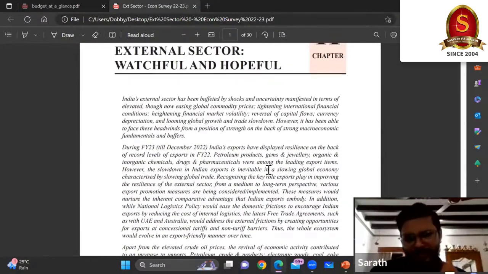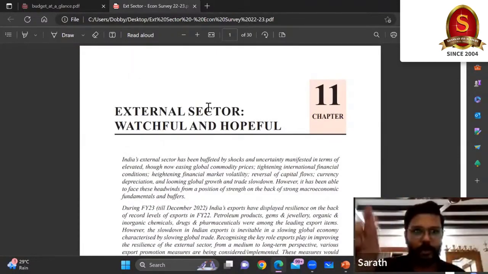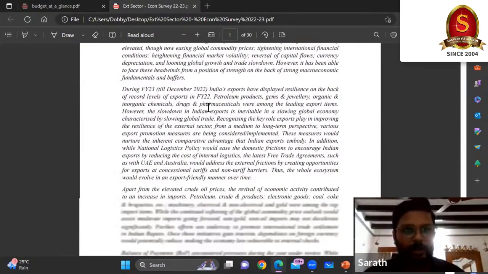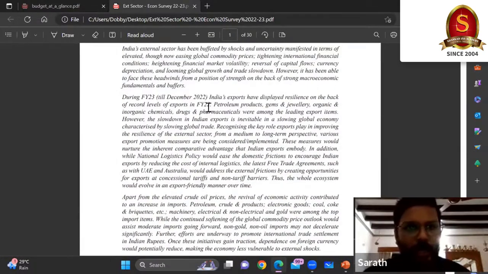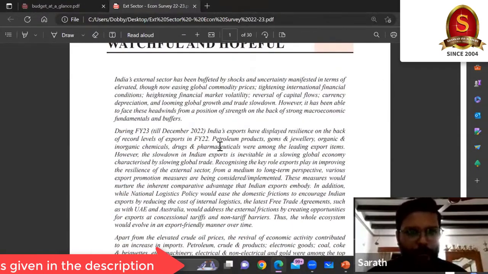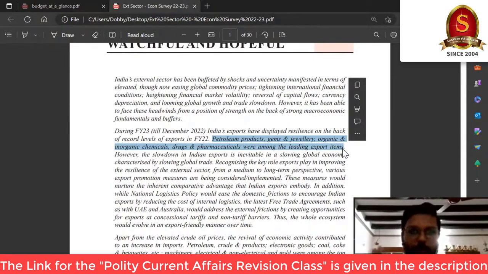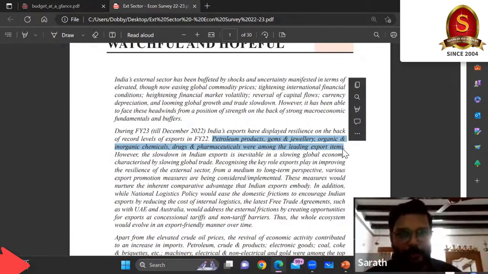And made a few markings. So how did I get to this? I showed you earlier, right? I just typed external sector, scrolled down, and you will find the external sector chapter over there. So you will find the document over there. Okay, so first basic information is that during this fiscal, India's exports have displayed resilience on the back of record levels of exports. What are the key export items that we have? Petroleum products, gems and jewelers, organic and inorganic chemicals, drugs and pharmaceuticals were among leading export items. Please make a note.